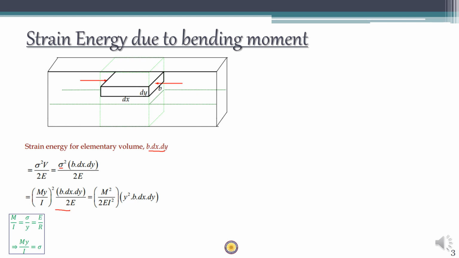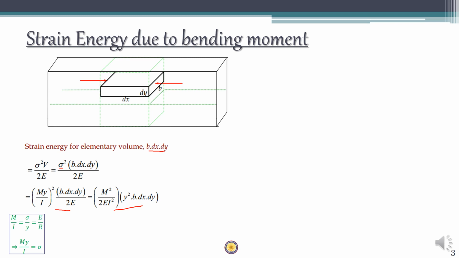From here we take out all the constants together, so we have M square by 2EI square multiplied by y square into B dx dy as the strain energy for this small elementary volume, right? Which is shown in the dark black lines.